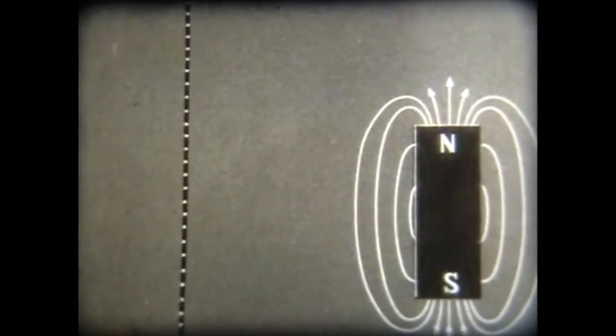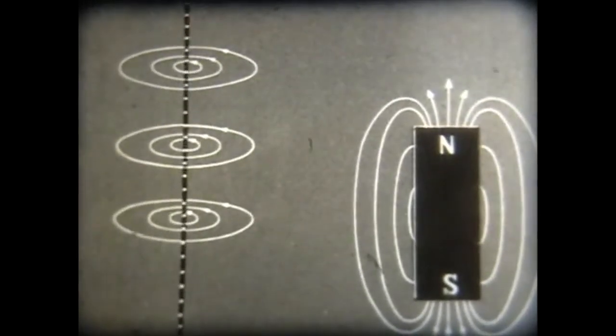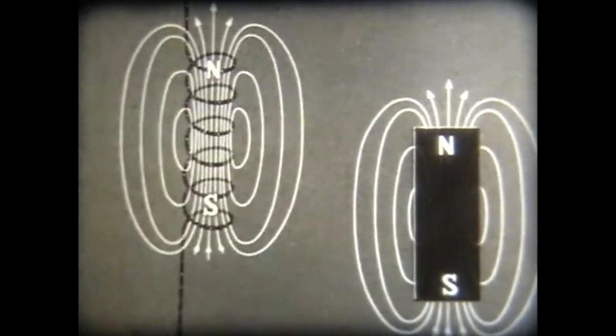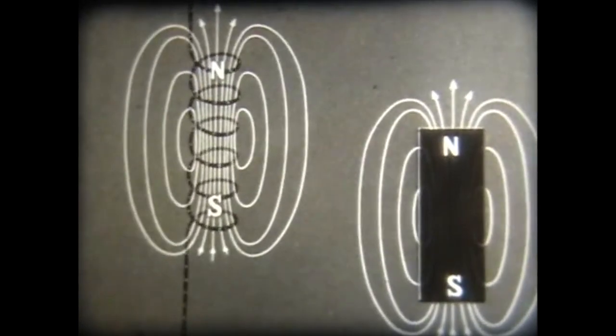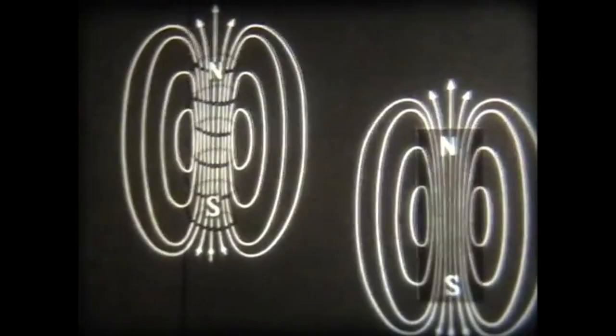A conductor with an electric current also creates a magnetic field. Let's consider the magnetic field of a solenoid. Comparing the lines of magnetic induction of a solenoid with those of a permanent bar magnet, we can notice complete similarity.